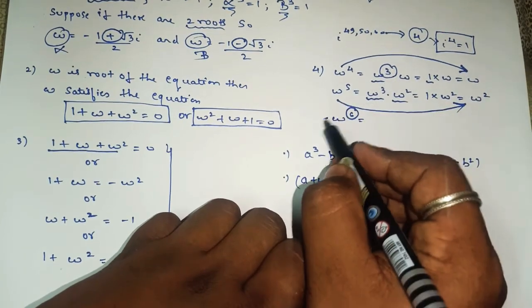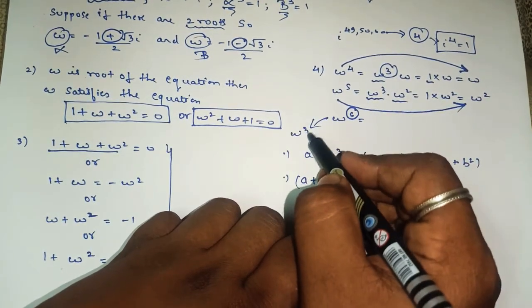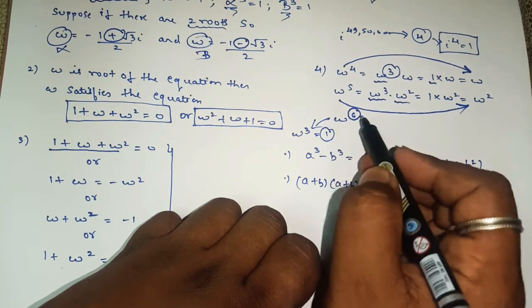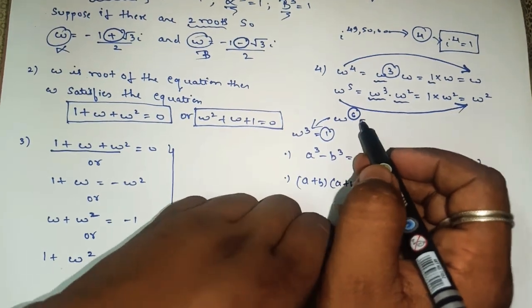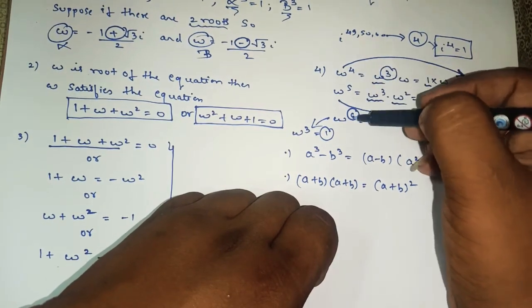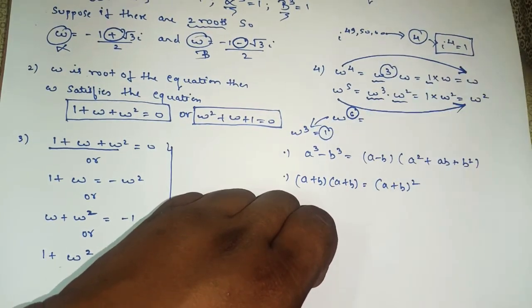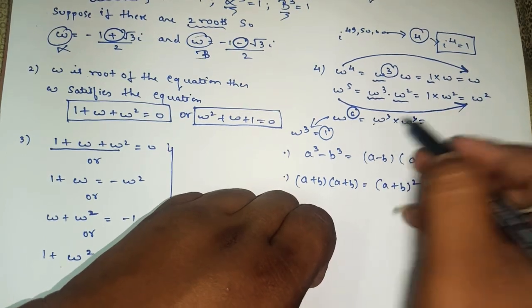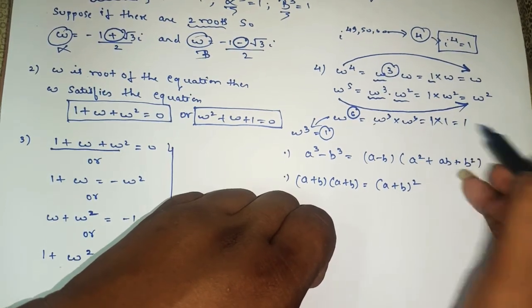Why with respect to 3? Because we know that w raised to 3 is equal to 1. So straight away in place of w raised to 3 you will write 1. So that's why I told, whenever you come across any power, always break the power with respect to 3 only. So here we can write this as w cube into w cube, yes or no? So w cube is 1 into 1, so you will get 1.